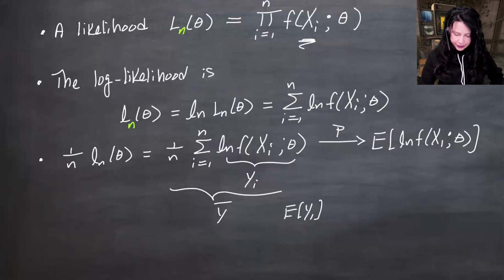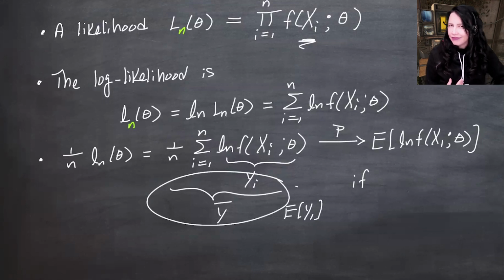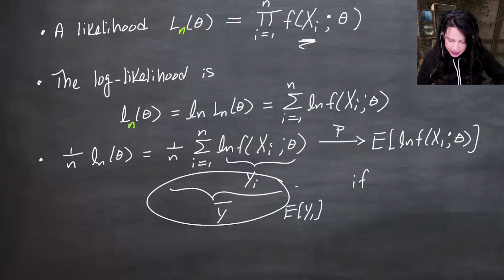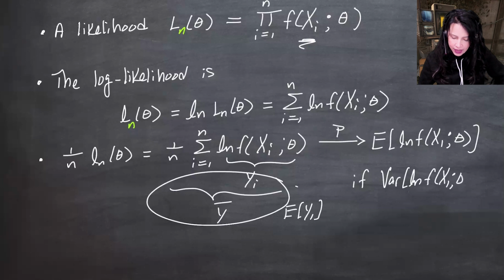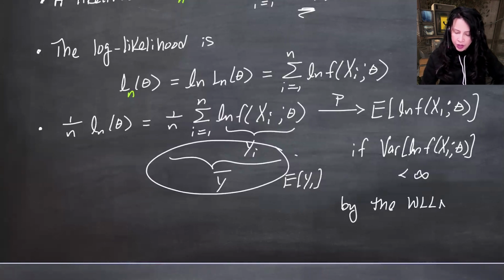If the variance for any one of the y's is finite. So I don't really want to introduce the y notation here. I just did for a moment so that it looks like an x bar, a y bar in this case. So we do need the variance for the log of f of x1 and theta to be finite. That's how we get the weak law of large numbers to work. So this is by the weak law of large numbers.